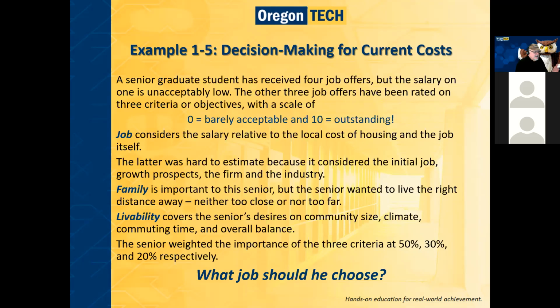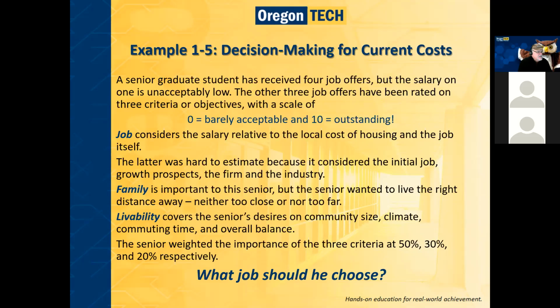And he's weighted how important these things are across the 3 criteria. The job itself is 50% of value to him, compared to 30% for family and 20% for livability. So he likes the job most. Family is okay, but then 20% is just livability; you can live in a shack for all he cares. So how do you work through this?